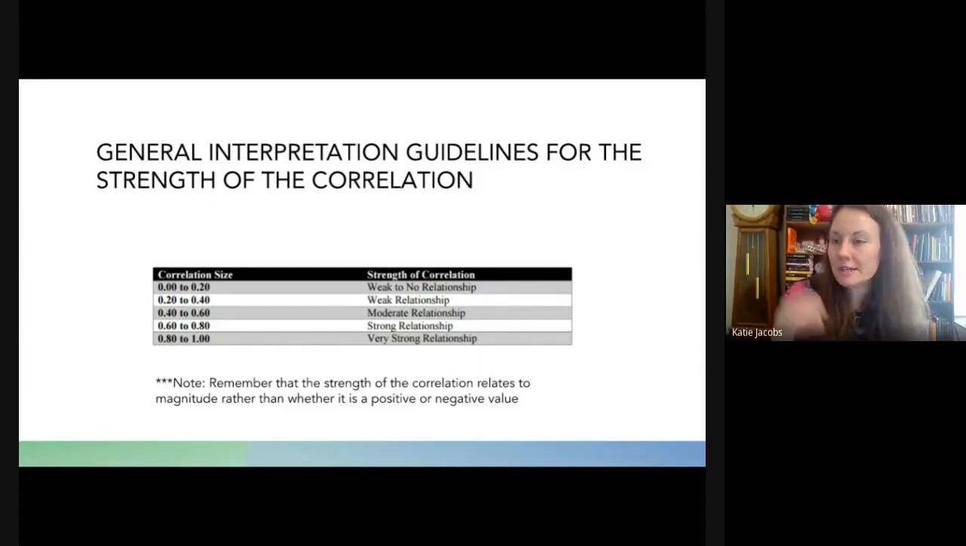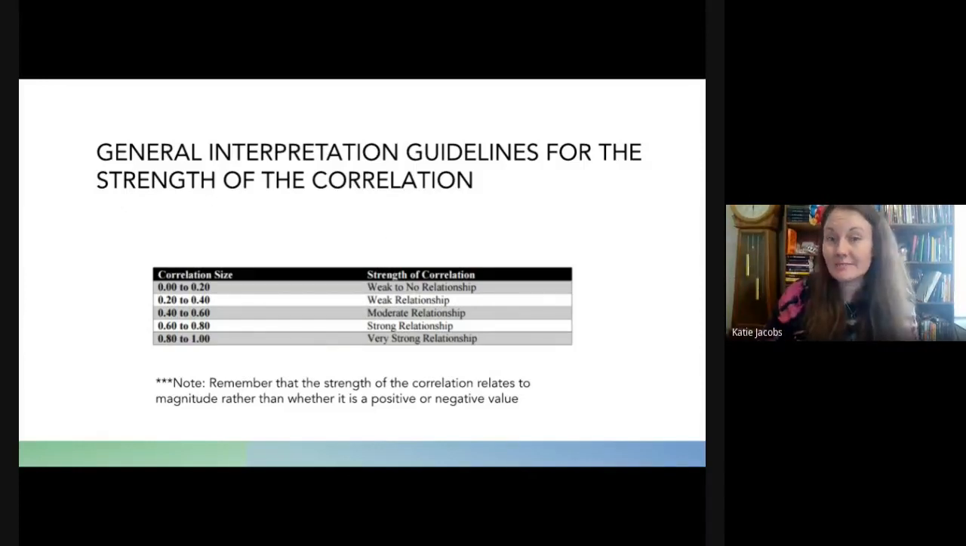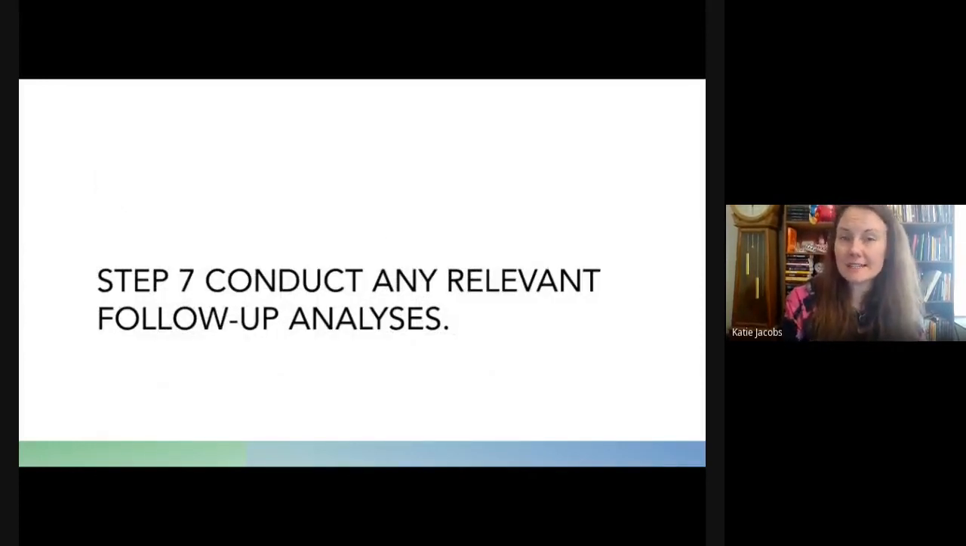Whenever we have a correlation of 0, we learned that means there's no relationship at all. If we have a correlation of 1, that means they're perfectly correlated. If we drew out our scattergram, that would be when all of our data points would be on a straight line. There would be no variability. If we have a negative correlation, then we have the opposite, right? A -1 would mean that it's a perfectly indirect correlation or relationship. Again, remember that the strength of correlation relates to the magnitude rather than whether it is a positive or negative value.